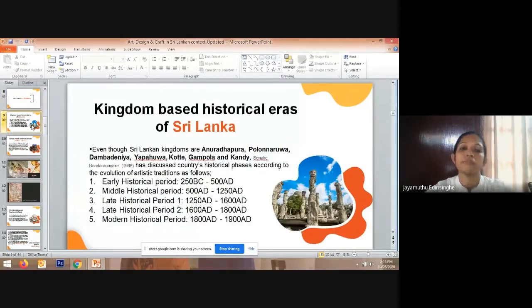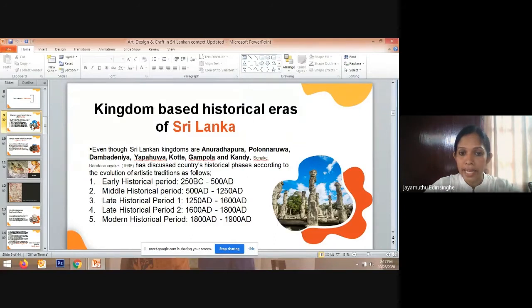When we discuss Sri Lankan art history, we have different kingdoms in ancient Sri Lankan society. There were kingdoms starting from Anuradhapura, and Anuradhapura and Polonnaruwa are some of the famous and the very first kingdoms we had in Sri Lanka. And then Dambadeniya, Yapahuwa, and likewise Kotte, Gampola, and Kandy. Those are some of the main cities in those kingdoms. Those are the main kingdoms we had.